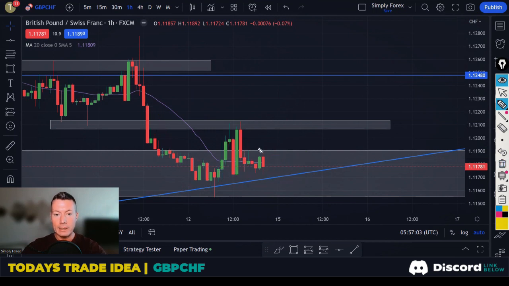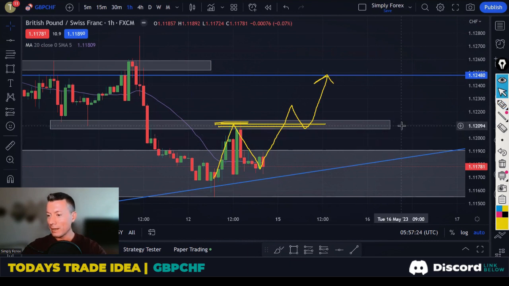The less aggressive way would be to wait for a break of this high. So we get something like this, breaks this high, comes back down, and then we can start buying this pair. So we could wait for a break here, guys. Both trades are potentially good trades. It depends how aggressive you are. All right, guys, so those are all my trade ideas for today.